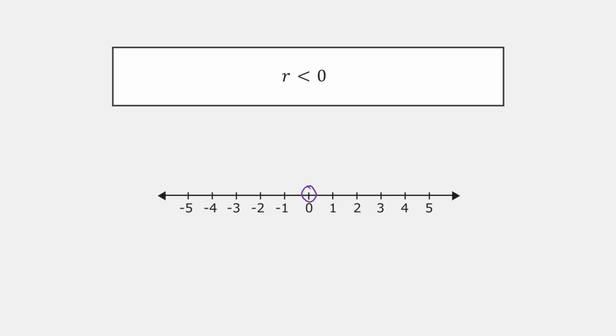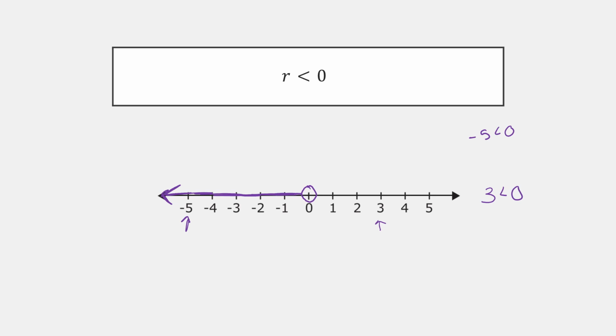Which way do we shade? Well, r is less than 0, which means any number we pick should be smaller than 0. All the numbers smaller than 0 are to the left of 0. But again, if you want to plug in a number instead, you could choose -5. If we plug that in for r, -5 is less than 0, so that should be included in our solution, which is why we would shade to the left. If you wanted to plug in maybe 3 to see if that would work, 3 is less than 0, that is not true. So again, we should be shading away from the 3.